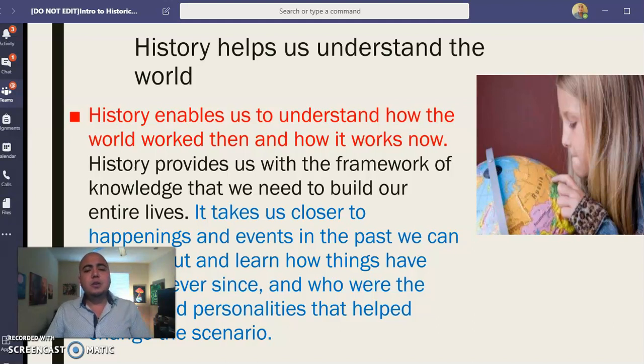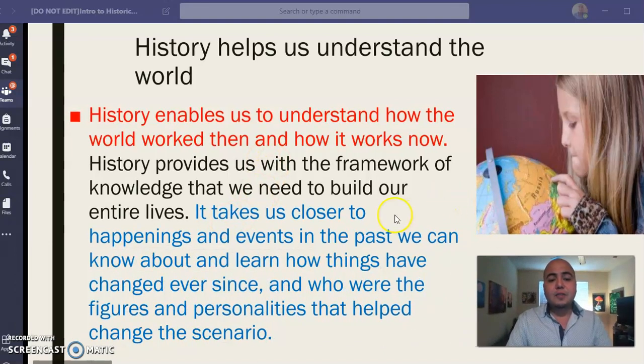It takes us closer to happenings and events in the past, so we can learn how things have changed ever since and who were the figures and personalities that helped change the scenario. This is just one of the biggest components of history. And again, we'll never have a clear picture of what actually happened in the past. Unfortunately, that's just the way it is. But we're going to see how we can use types of sources to help us get as close as possible to the past.